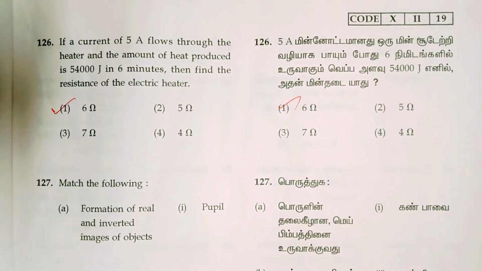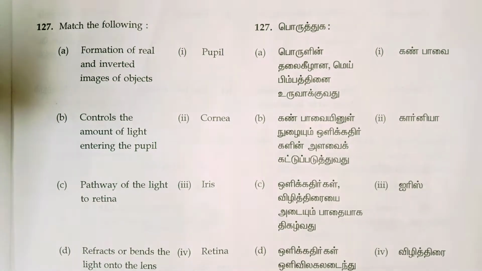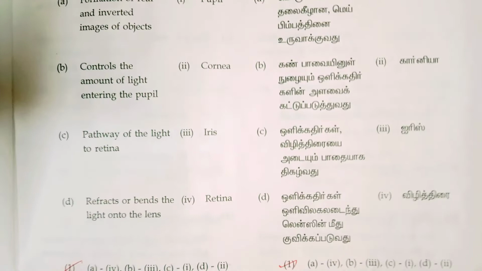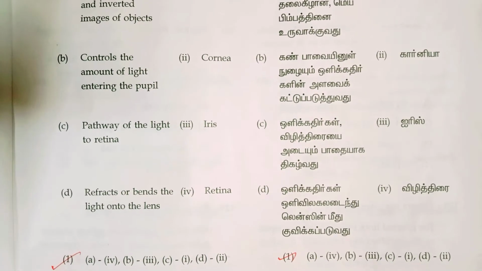Match the following. Formation of real and inverted images of objects is retina. Controls the amount of light entering the pupil is iris. Pathway of the light to retina is pupil. Refracts or bends the light on the lens is cornea. So answer is 1.